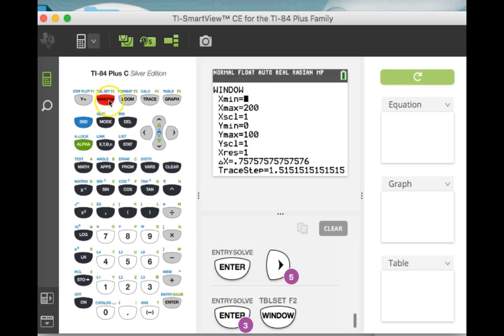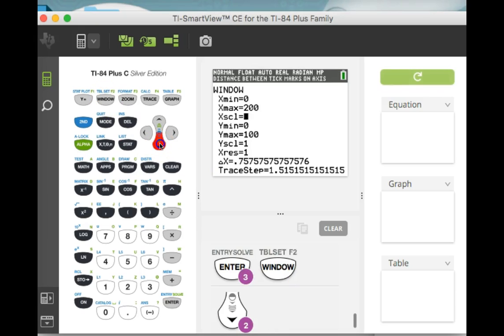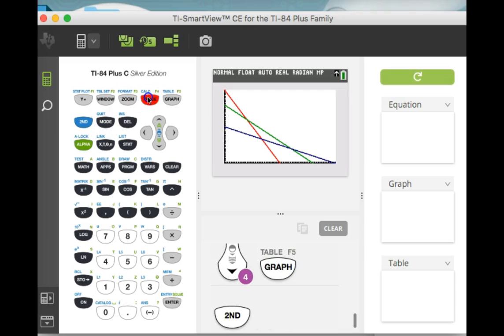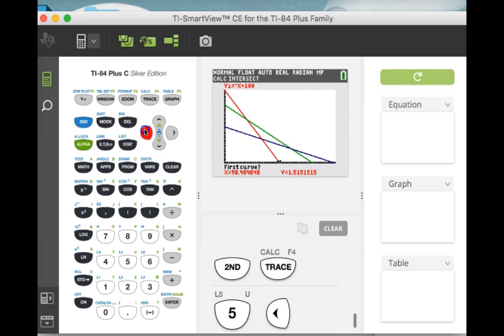And then in the window, I have reset this so it matches our x's and our y's on the by hand sketch. And I'll hit graph. And we're interested in this intersection right here. We want to know what that one is. And we also want to know what that one is. So second trace, number 5. And I've got to get Blinky out of here where I can see where Blinky's going.